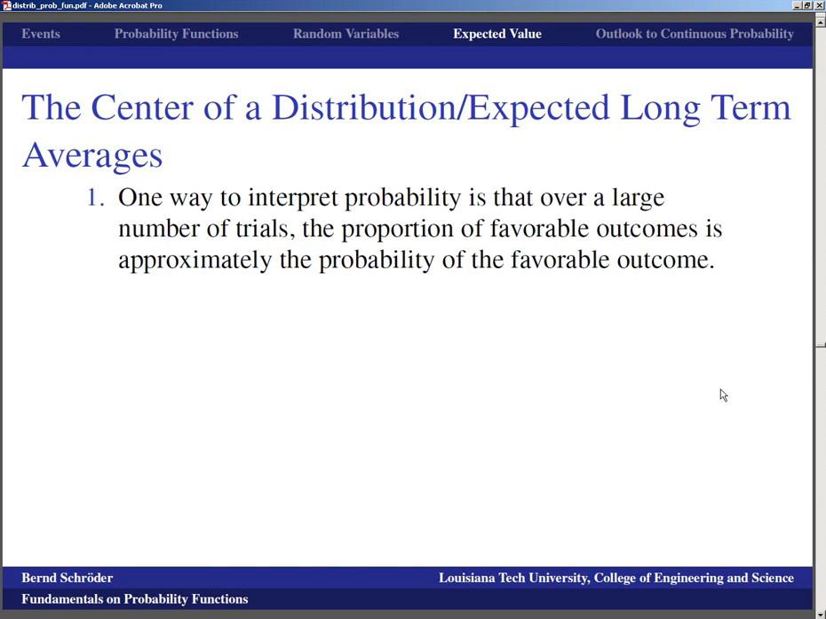Okay, so basically, one way to interpret probability is that over a large number of trials, like many people playing roulette, like many people buying insurance, like many pieces of equipment being used in a variety of settings like batteries in cars, the proportion of favorable outcomes, or the proportion of outcomes that are associated with a 1, is approximately the probability of that favorable outcome. So if I have a 50% chance of winning a coin flip, and we do 1,000 coin flips, it is assumed that I'll win roughly 500 times and lose 500 times. Not exactly that, but it ought to balance out around that area.